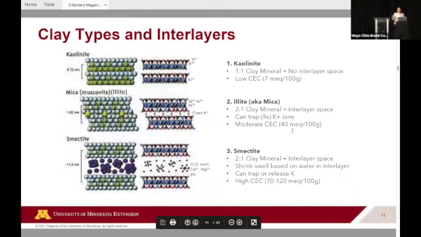I will mention though, when it's very dry, you have the shrink part of this shrink-swell clay, and it can actually collapse that interlayer and trap potassium and other ions, which can also have an influence on our soil tests.